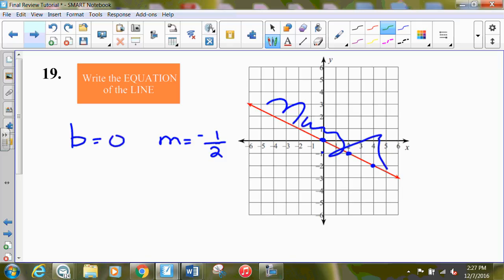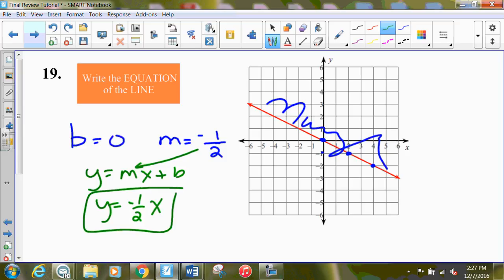So I'm going to put it all together into my slope-intercept form. I'm going to put in -1/2 for my slope. And for 0, I could write a +0, but I'm not. People will know when the y-intercept's not there that it is because it's equal to 0.